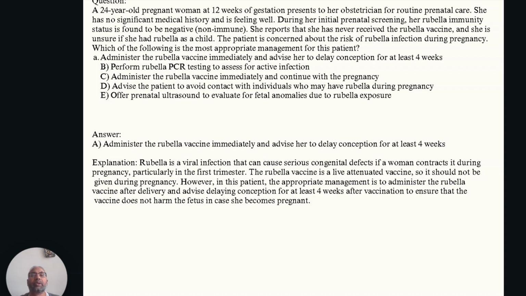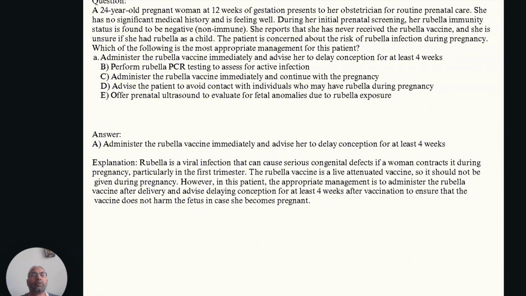During her initial prenatal screening, her rubella immunity status is found to be negative, non-immune. That means she has not been immunized for rubella. She reports that she has never received the rubella vaccine and she is unsure if she had rubella as a child. The patient is concerned about the risk of rubella infection during pregnancy. So which of the following is the most appropriate management for this patient?